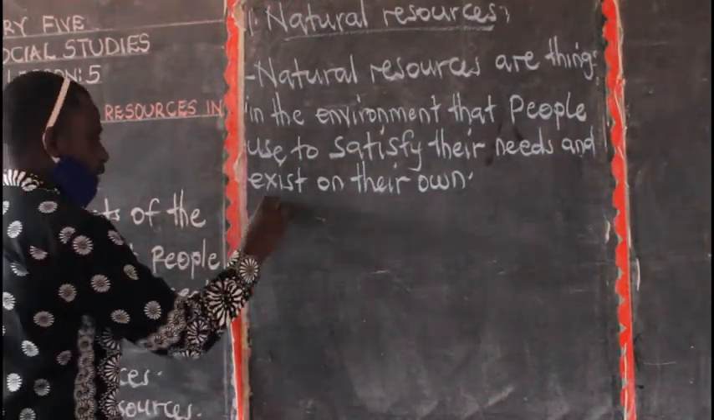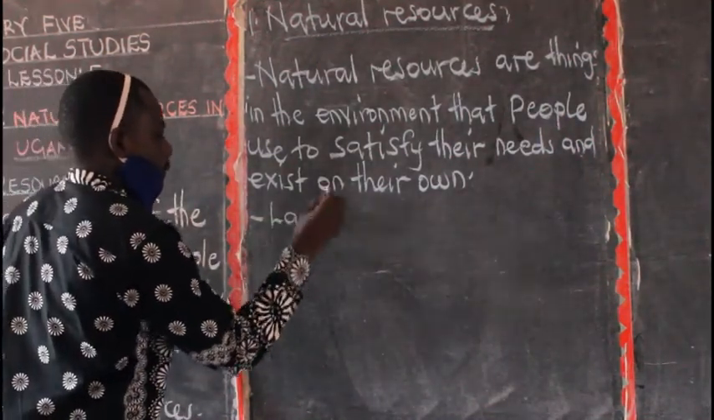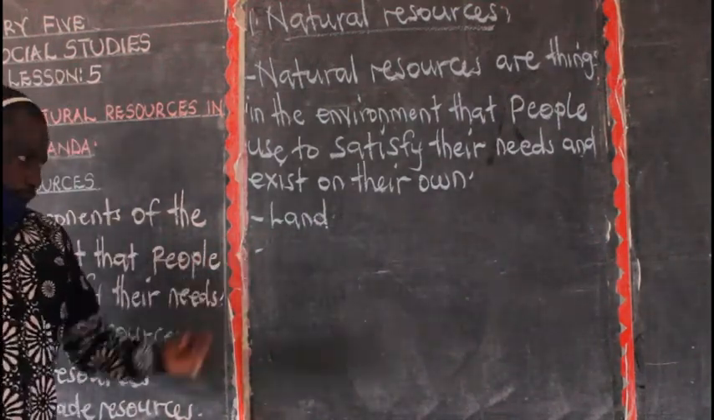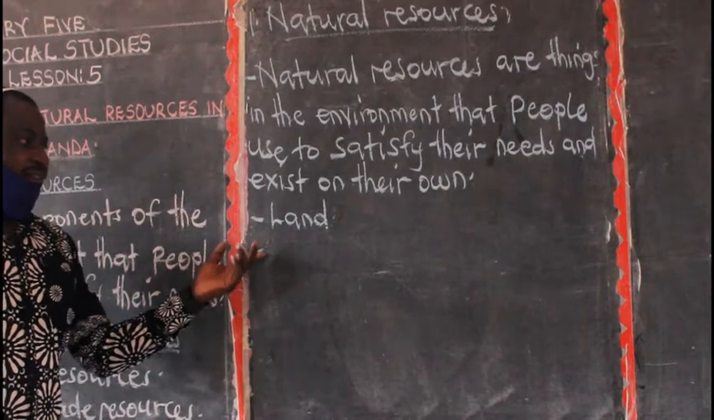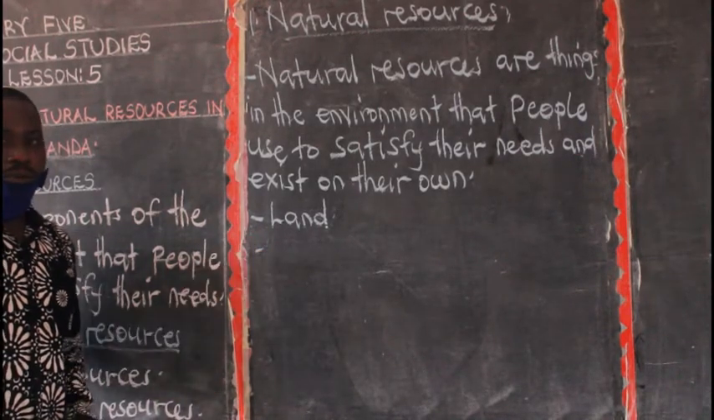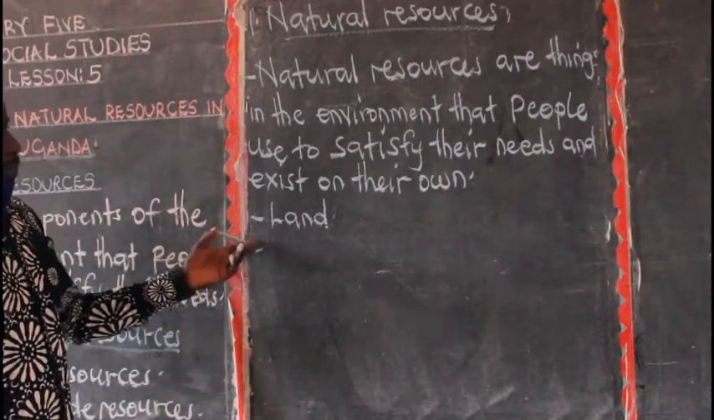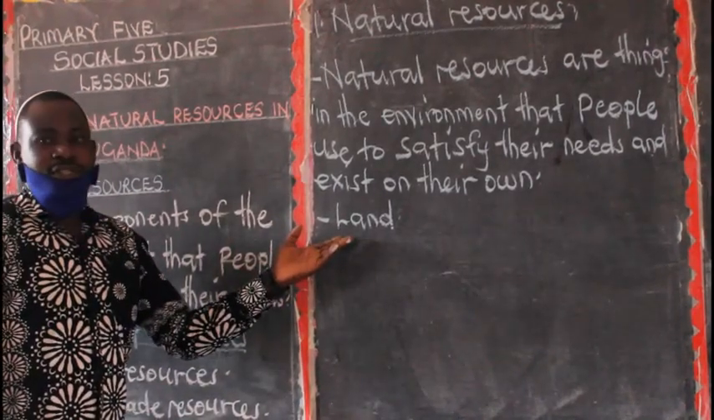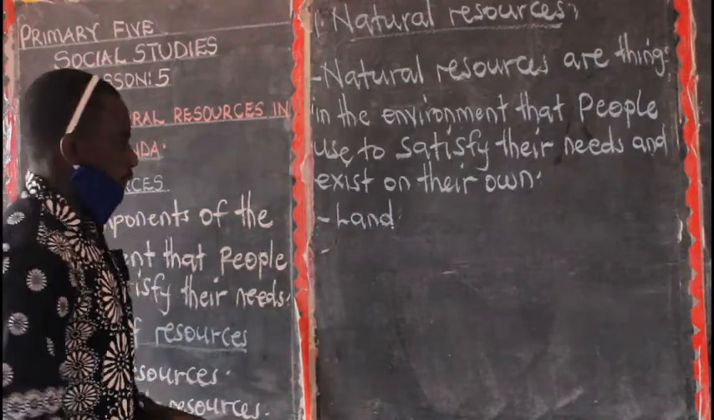One, we have land. Land is part of the earth that's not covered by water. And land is the most important resource, reason being that most human activities are carried out on land.